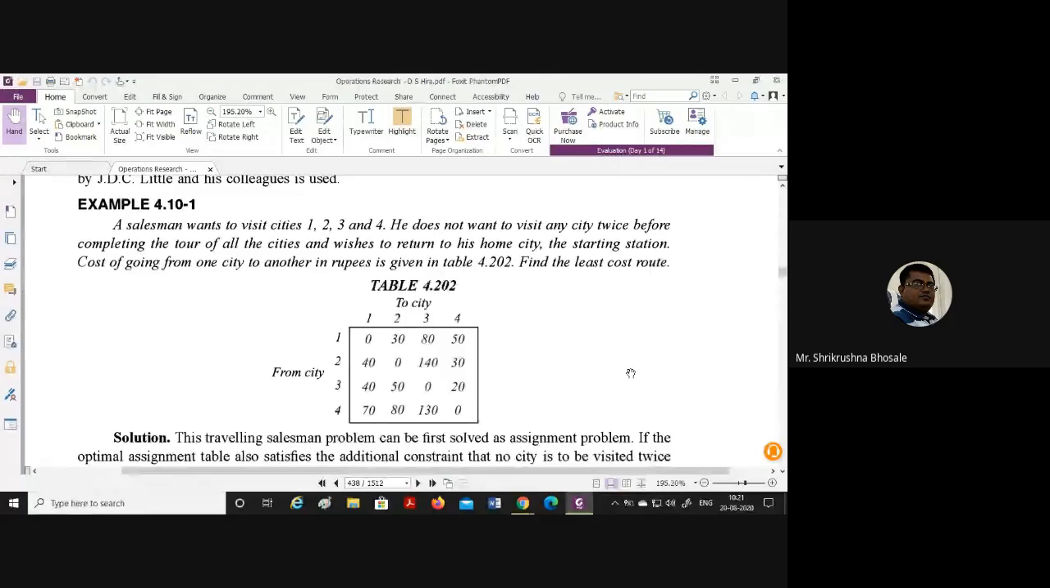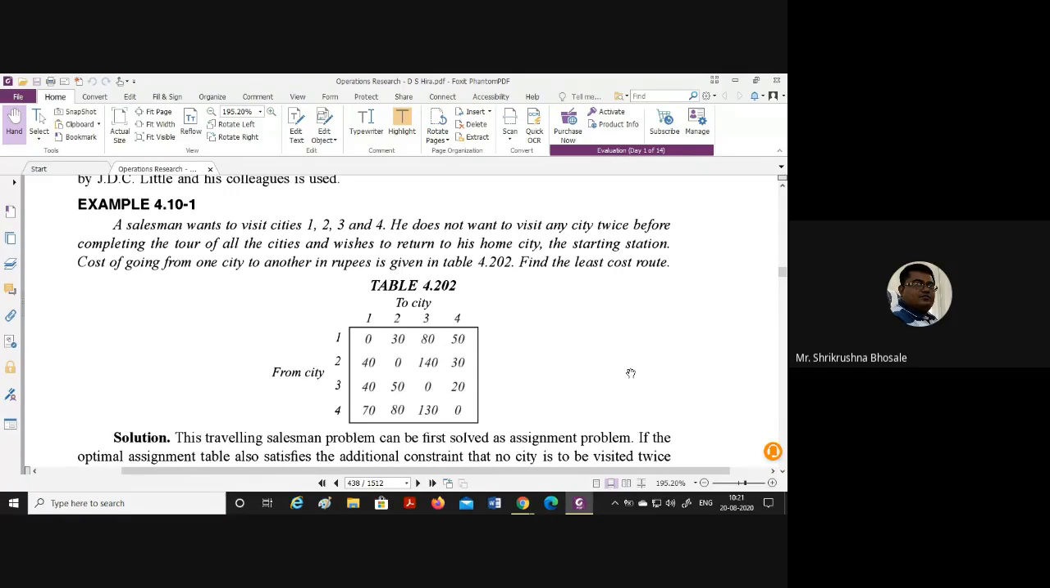Okay. Then first city to second city. From the first city to the second city, 30 rupees is required. Then from the first city to the third city, 80 rupees is required. From the first city to the fourth city, 50 rupees is required. Similarly, from the second city to the first city, 40 rupees is required. That means if you consider this, from first to second, 30 is required, but from second to first, 40 is required.